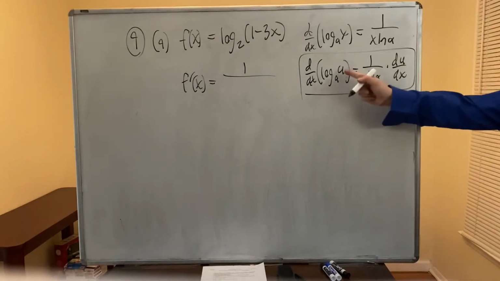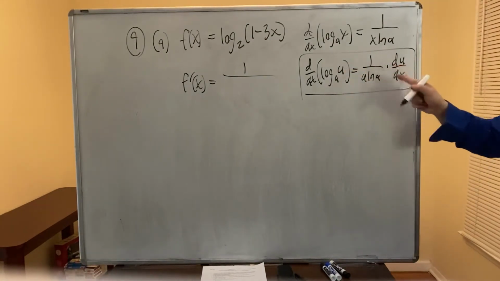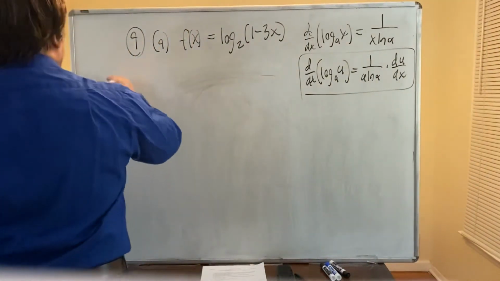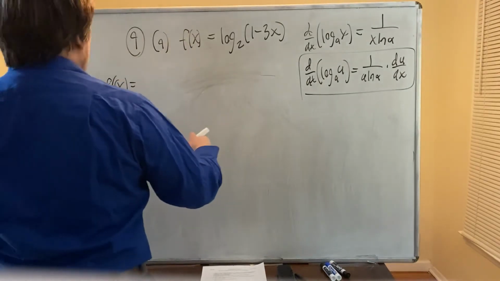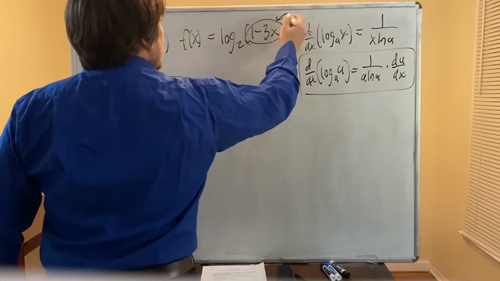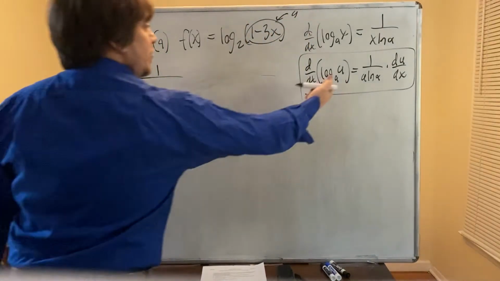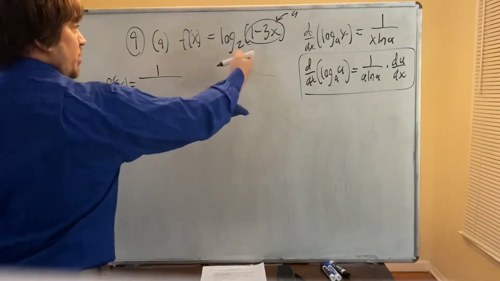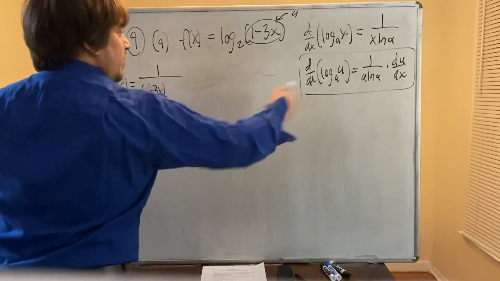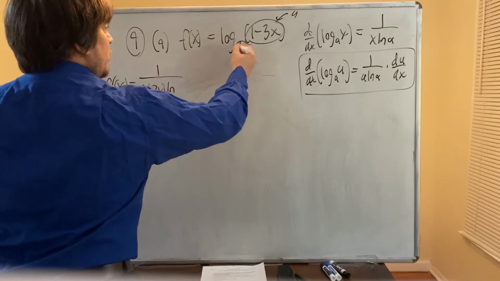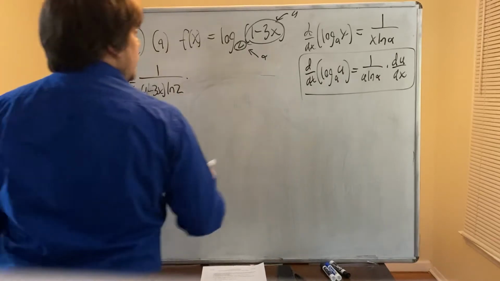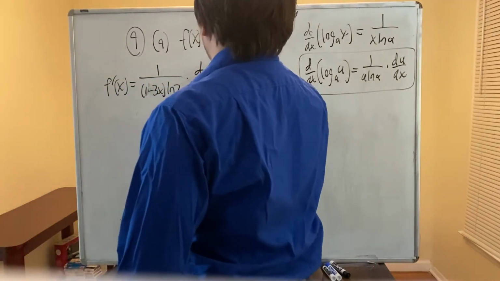So d dx of log base a of u of x is equal to 1 over u of x times ln a times du dx. And so you just plug that in here. So with this formula, it's easy. So f prime of x is equal to 1 over u, where u is 1 minus 3x, times ln of a. Here a is 2. Times ln of 2, times du dx, the derivative of 1 minus 3x.